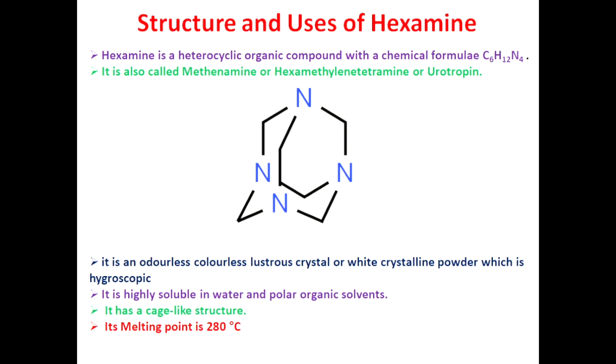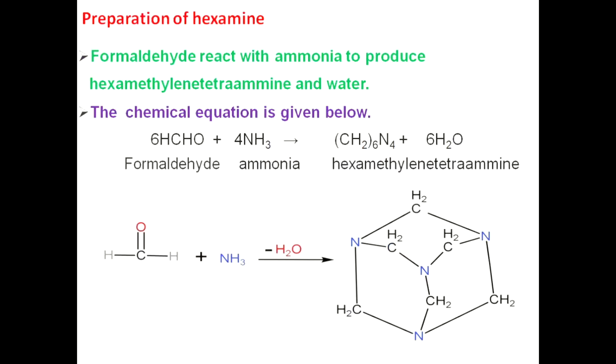It has a cage-like structure, a box-type structure where 4 corners are nitrogen, the other 4 corners are carbons, and in the center there are 3 joints with nitrogens. It has a melting point of around 280 degrees.